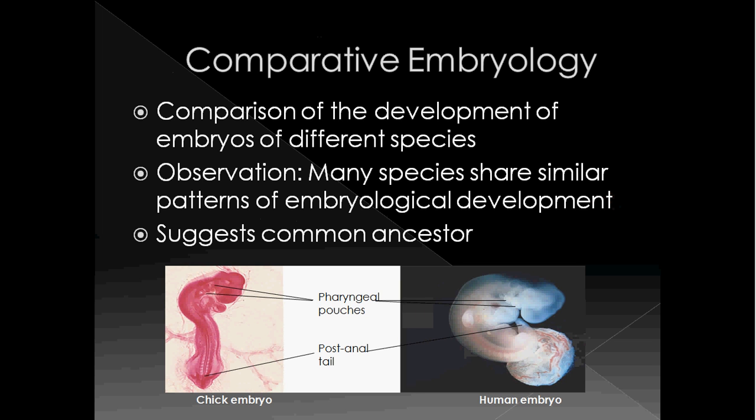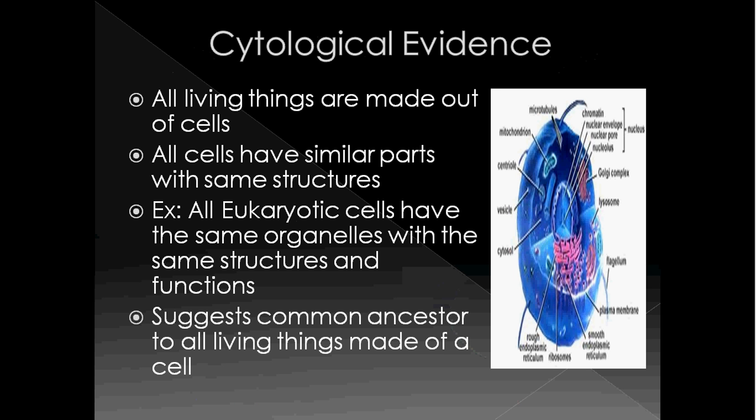Comparative embryology is another type of evidence for evolution, and involves the comparison of the development of embryos of different species. Scientists have observed that many species share similar patterns of embryological development, and this supports the idea of a common ancestor. Cytological evidence is another kind of evidence. Since all living things are made out of cells, and all cells have similar parts with the same structures, this suggests that there was a common ancestor to all living things that was made of a cell, which supports evolution.